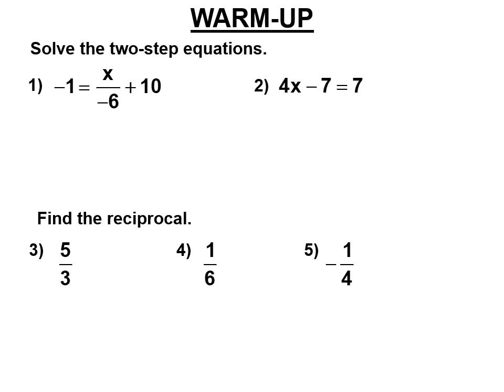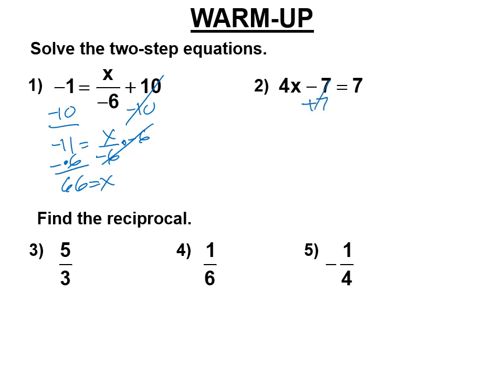So it's add 10, so we subtract 10 from both sides. Negative 1 minus 10 is negative 11, right? Same as negative 1 plus negative 10, equals x divided by negative 6. We're going to multiply both sides by negative 6. And so two negatives make a positive: 66 equals x.